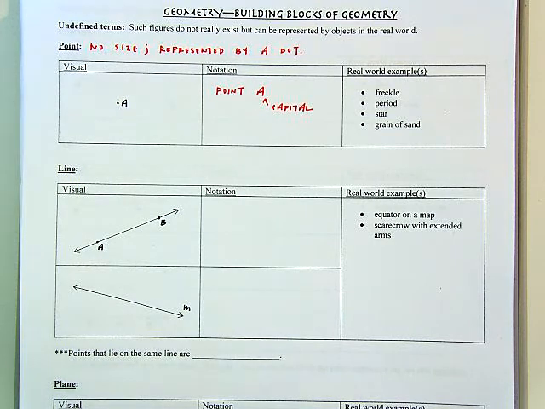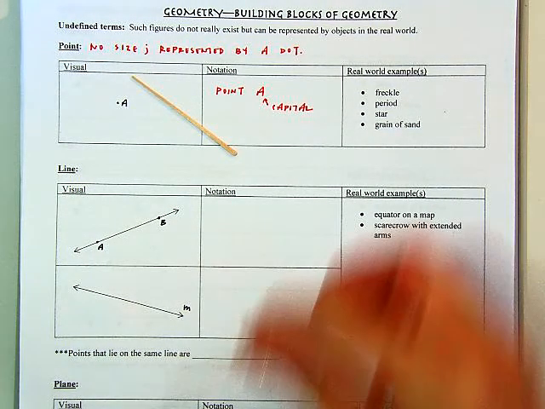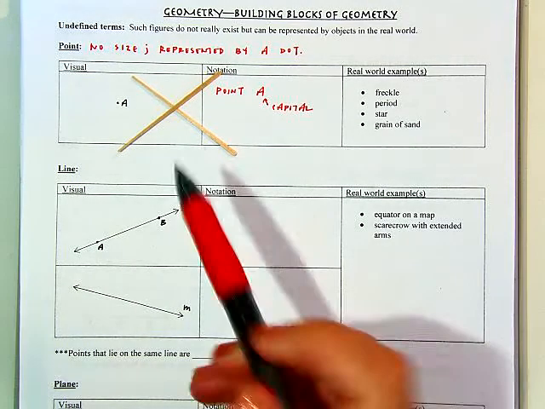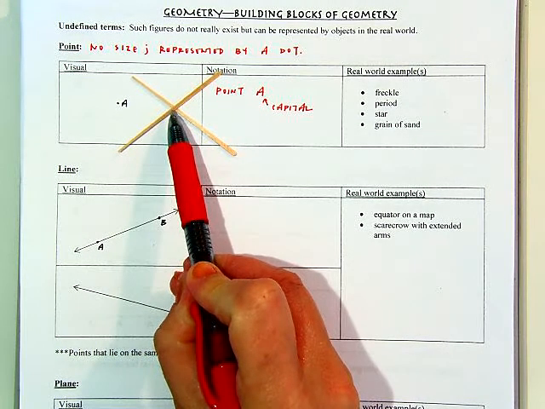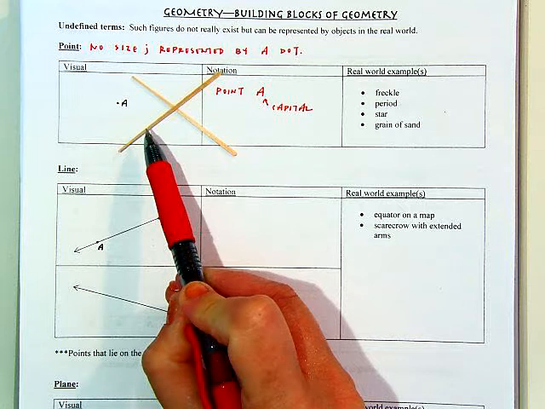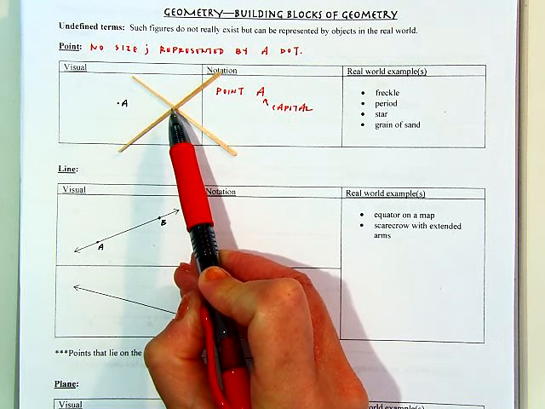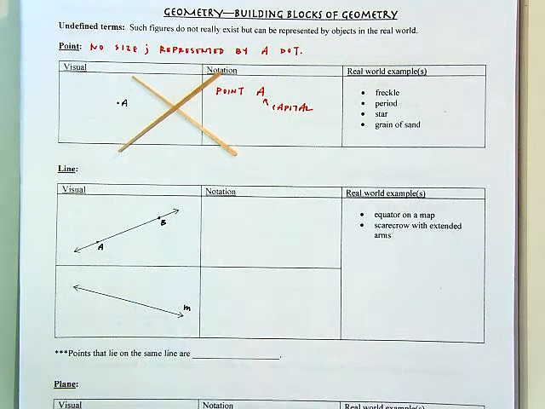Another way that we could visualize a point would be with the intersection of two straight pathways. So let's say that I put down here a little toothpick and another little toothpick like that. So that point right here is the intersection of these two straight pathways. So I could also have a point right here. I could call this point B, for example. Just another way to visualize a point.